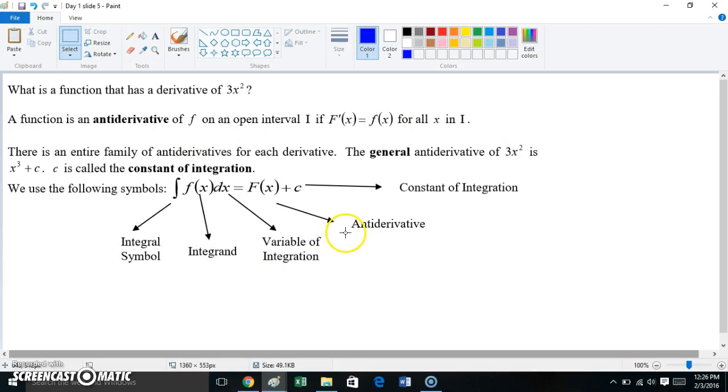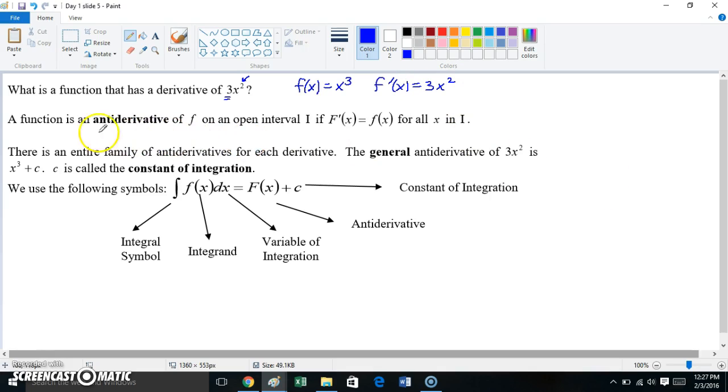Okay, so what is a function that has a derivative of 3x squared? You can think back to how we found derivatives. The coefficient came from the exponent of the function, and the exponent was reduced by 1. So you could probably think that f of x was x cubed in order to find that f prime of x was 3x squared.